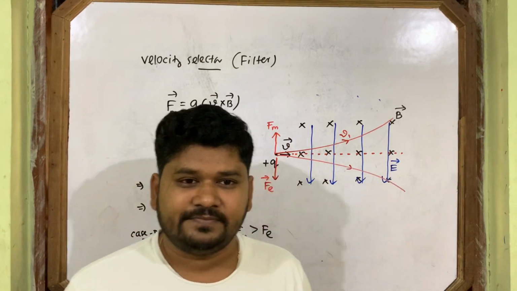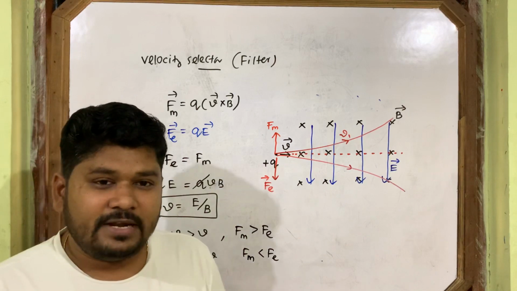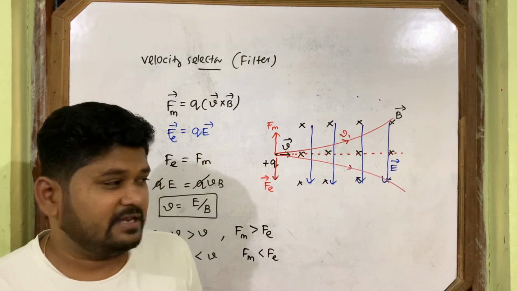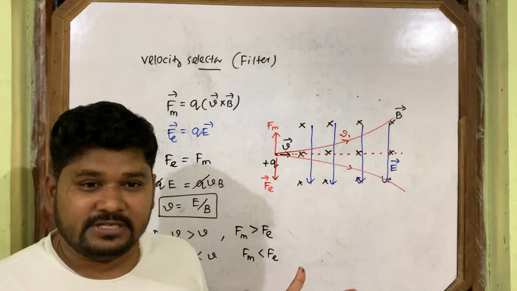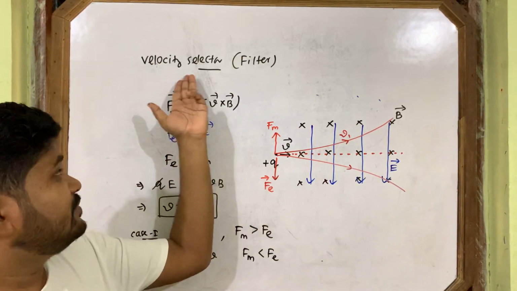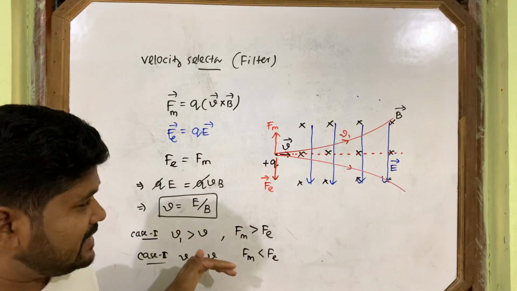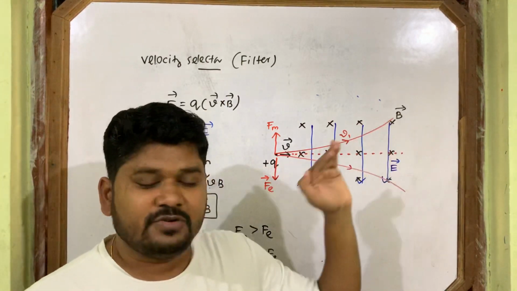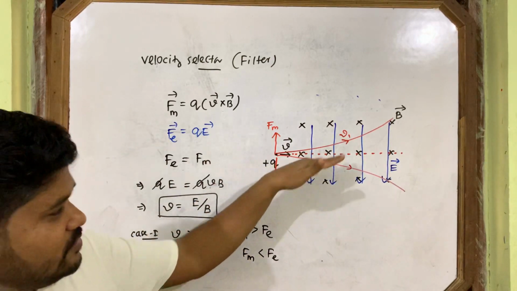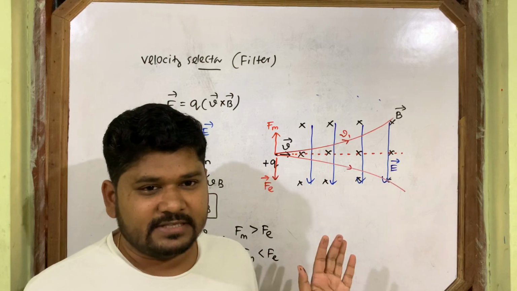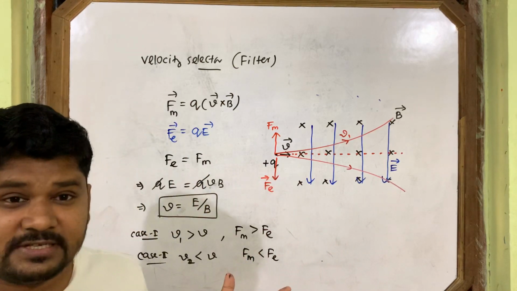So now see how it is used as a velocity selector or velocity filter. There was no explanation till now, I gave you just these two terms, but you should be able to understand. If this velocity v comes, it goes undeflected. More than v, it goes upward. Less than v, it goes downward. The situation is like this. But how to use it as a velocity selector?